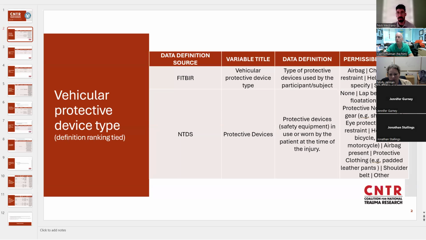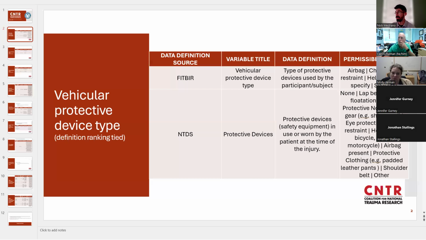The only other thought I had was that this one has quite a few more permissible values than the FITBR does. We have the potential to update FITBR elements if we want to, let's say, add a permissible value here or there, but there's quite a difference between these two. But that's something that we could bring up with Olga from the FITBR team here.